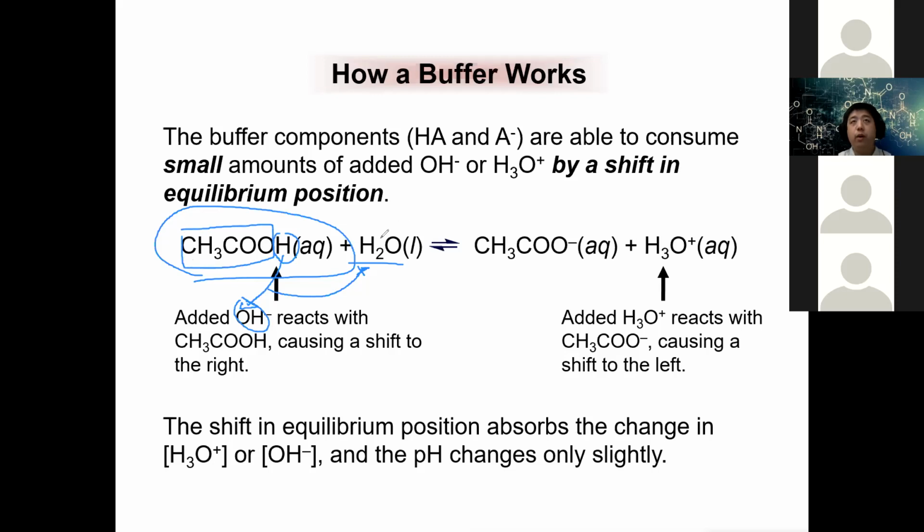Yeah, but we don't care about the water, because water is liquid, so I don't really care how much water I make. What I do care about is this CH3COO minus, which is essentially just that. So I'm increasing the concentration of this, and I'm decreasing the concentration of this. That make sense? Yeah, I see. Thank you.